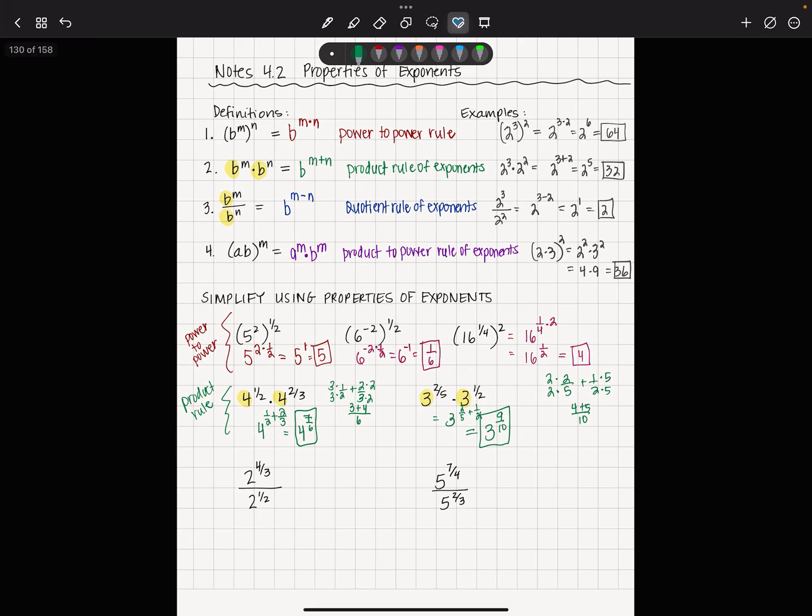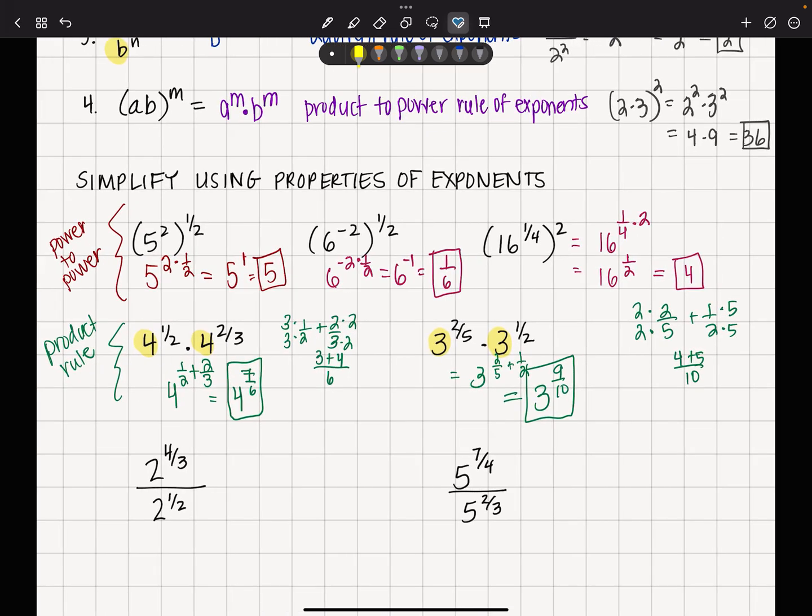And we have 2 more that are the quotient rule. So the quotient rule, again, we're going to keep this base, but this time we are subtracting the exponents. So we'll keep 2, 4/3 minus 1/2. The first fraction needs a 2. The second needs a 3. That's going to be all over 6. So that would be 8 minus 3, which is 5. So that would be 2 raised to the 5/6 power.